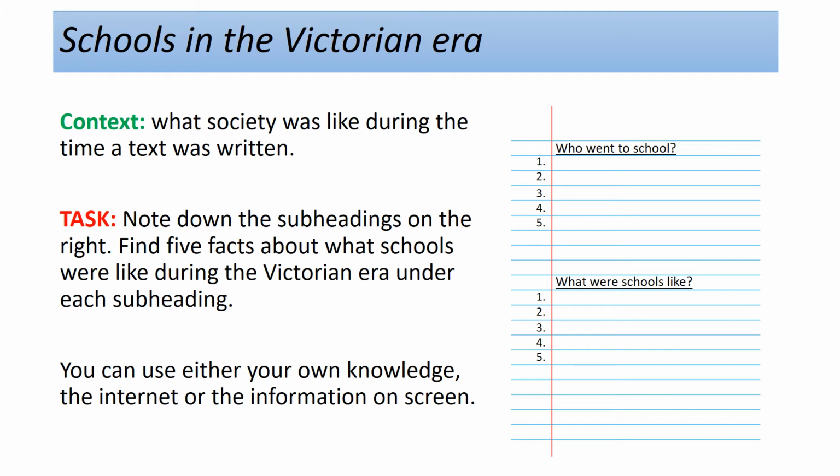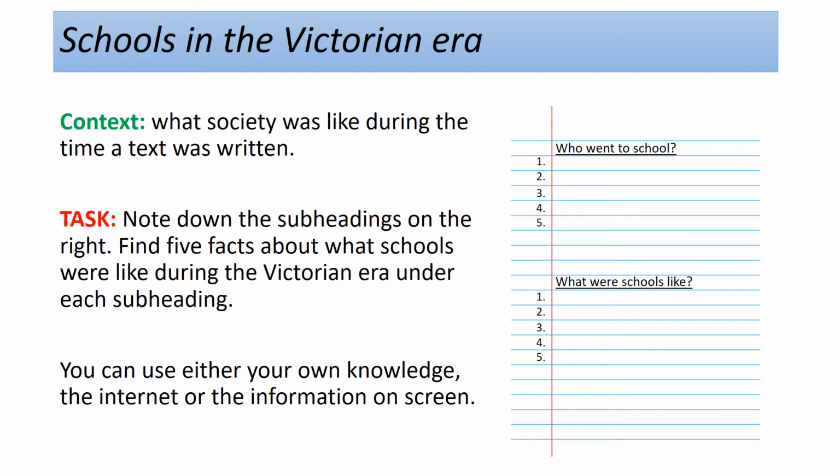So we keep referring back to the Victorian society today because it was very different then, and therefore what we're going to read about is going to be very different. So in order to understand what society was like during that time, we need to find out a little bit of contextual information. So if you have a look on your screen there, I want you to note down two subheadings: who went to school and what were schools like.